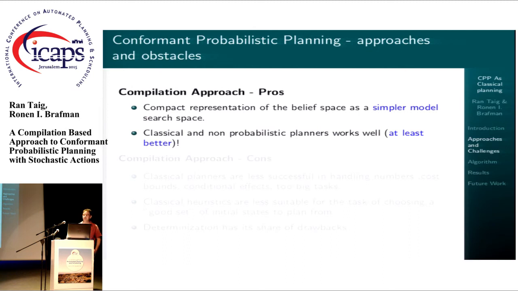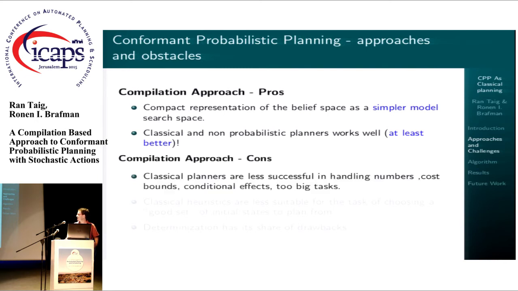The compilation approach that we take has its pros and cons also. The main pros are that there has been tremendous work in the last couple of years, and now we have a very good compact representation of the belief space as a belief space of a simpler model or as a classical space. And of course, the basic motivation here is that non-probabilistic planners, and of course classical planners, work well, work fast, and are much better and faster than existing probabilistic solvers.